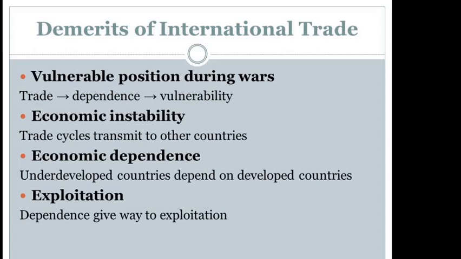You may be familiar with the term trade cycles. These are the fluctuations that take place in the economic activities of nations. It can be production, it can be exchange, it can be consumption, or anything like that. So always all the economies are prone to trade cycles. There are 4 phases in the trade cycle.